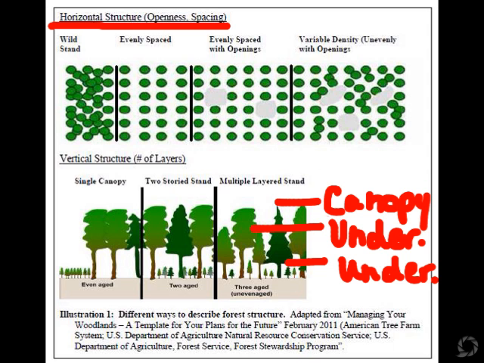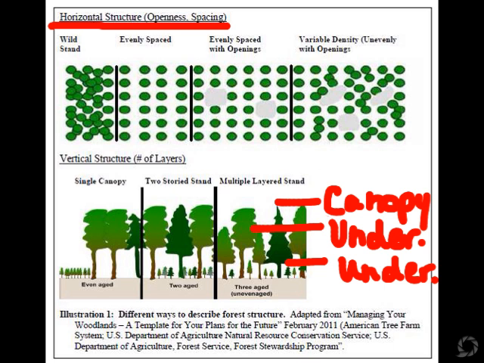Might that be a gap in the canopy that's opened up as the result of a tree falling down in a storm? And so on. And then we see another picture of the vertical layers here. A single canopy, a two-storied stand where you might have trees of two different age groups, and a multi-layered stand. Which of these do you think is going to be the most diverse?